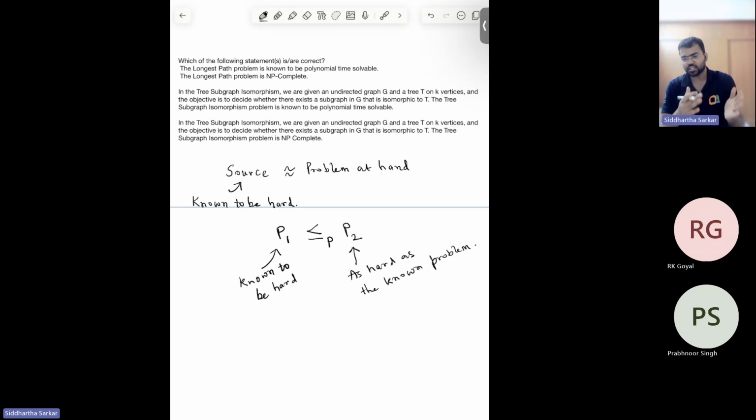Now you can say that from satisfiability, show which all problems are hard. So somehow with some reduction, it was shown that the problem of finding the Hamiltonian path in a graph is NP complete. So what is the Hamiltonian path problem?